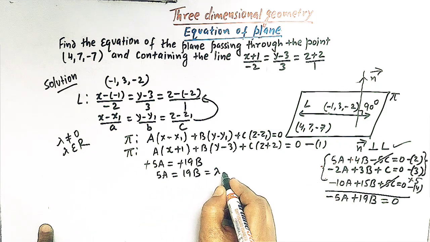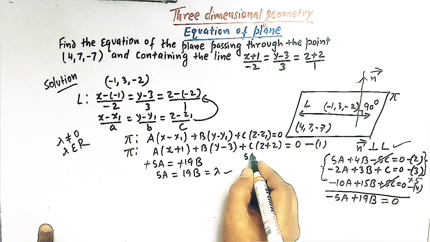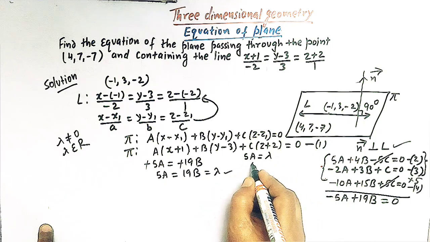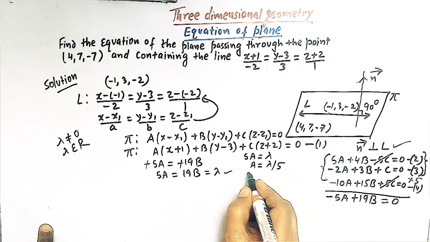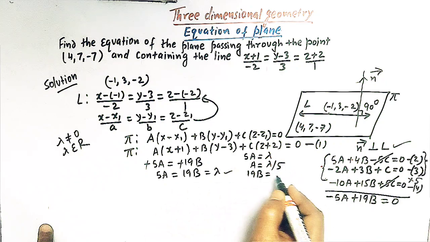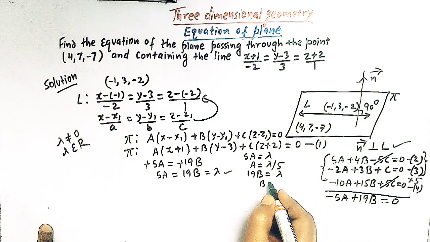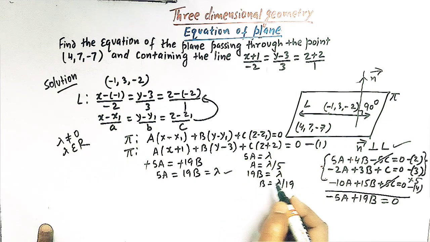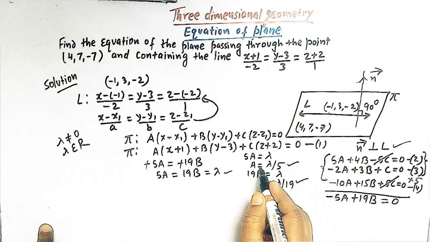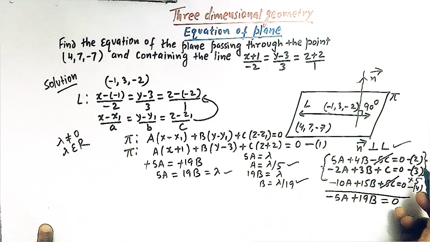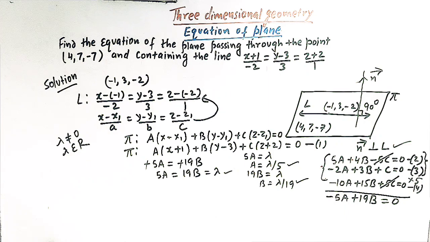So from here we can now write 5a is equal to lambda. So a is equal to lambda over 5, and from here we have 19b is equal to lambda, so b is lambda over 19. So now a and b are expressed in terms of lambda. So let us substitute the values of a and b either in equation 2 or equation 3 to get the value of c in terms of lambda.